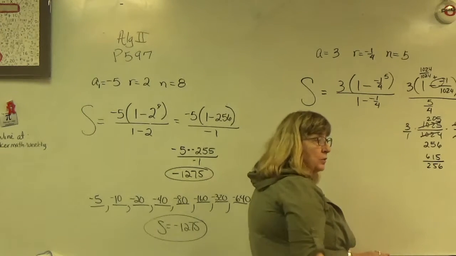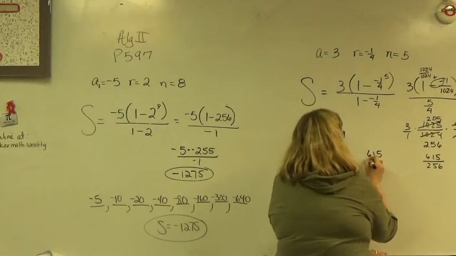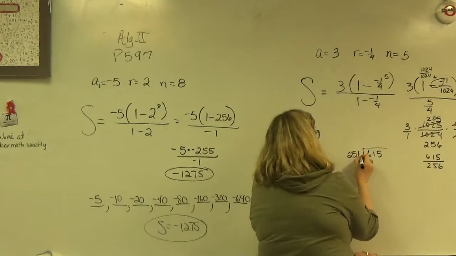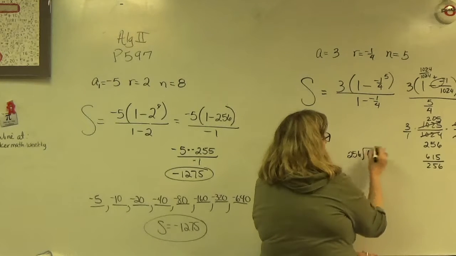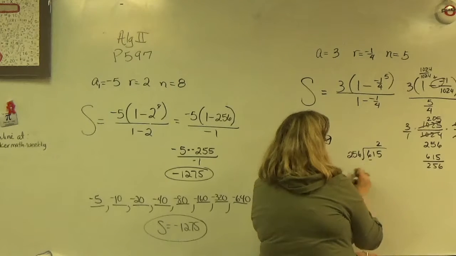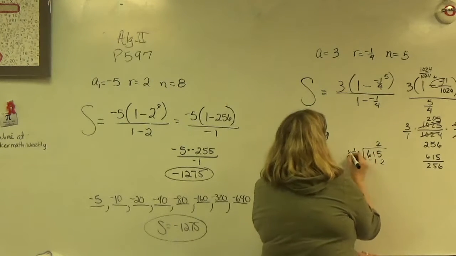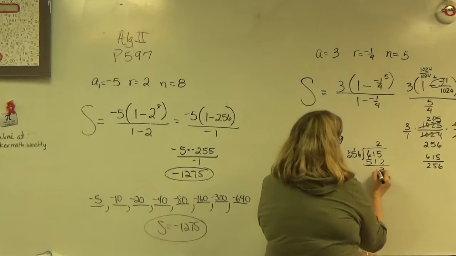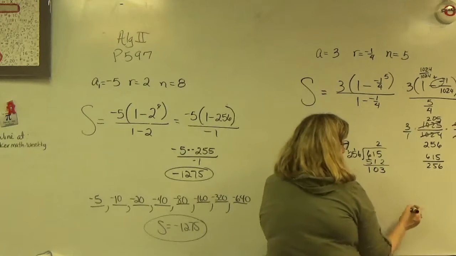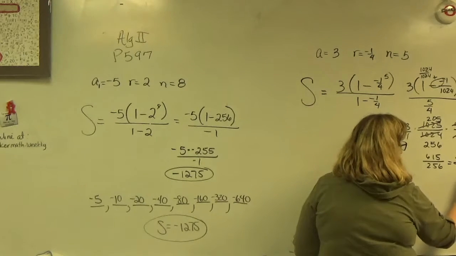Now, since we're going to do it the other way, we may want to go ahead and make it a mixed number. So what's 615 divided by 256? It's 2. What's 2 times 256? Oh, I guess I'll do it the good old-fashioned way. 512. 103. So 2 and 103 over 256?